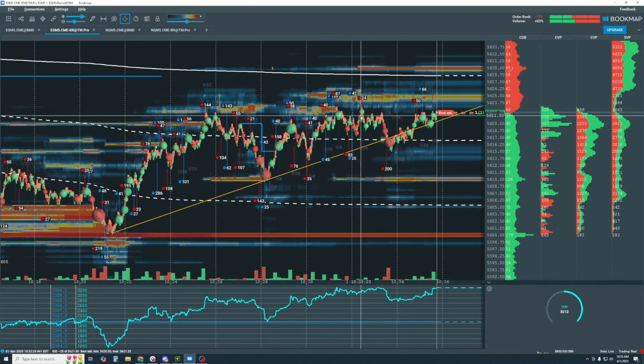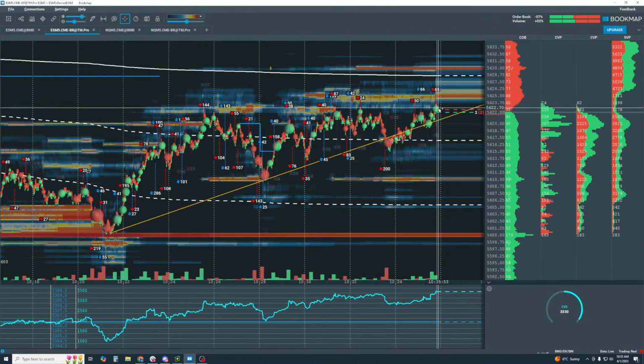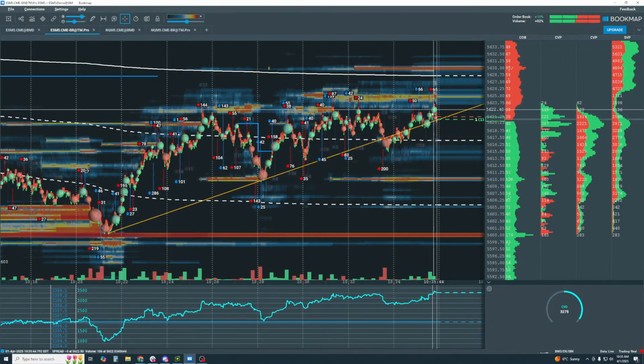And you can see how this kind of turns into a wedge here. Okay, so if we get enough buying in here, then I would look for it. I am not interested in partaking in it.